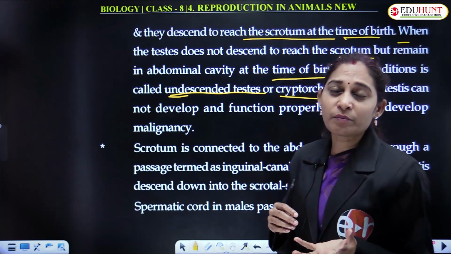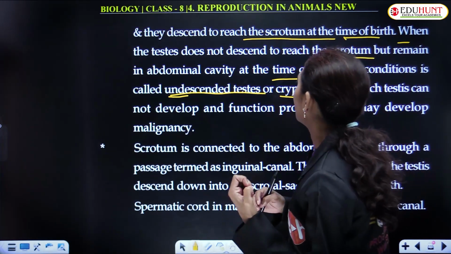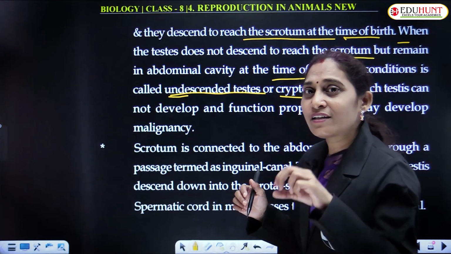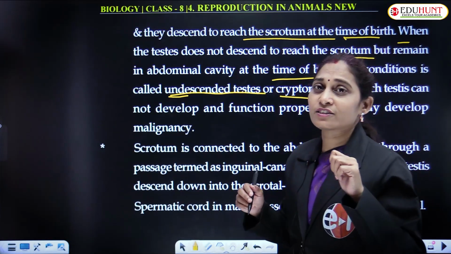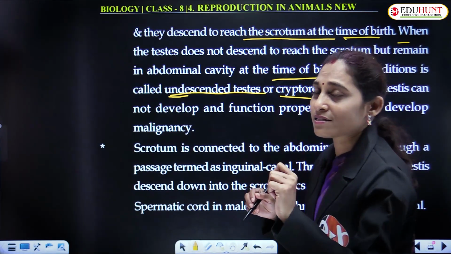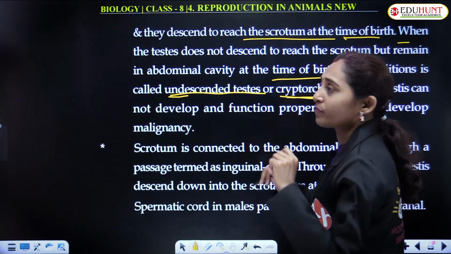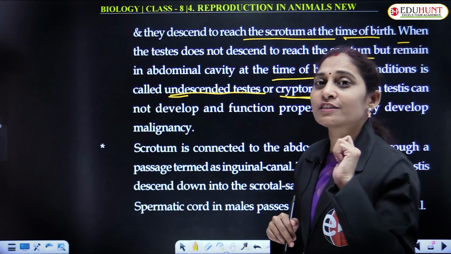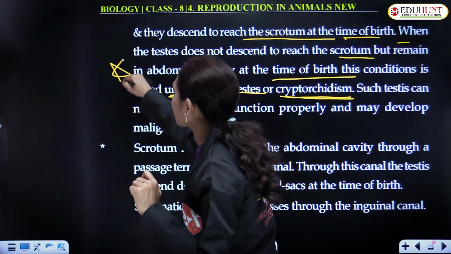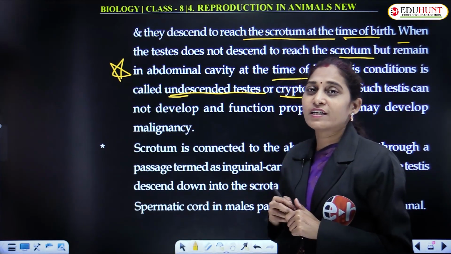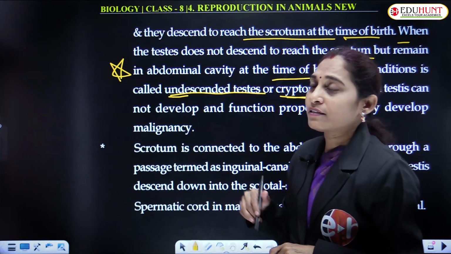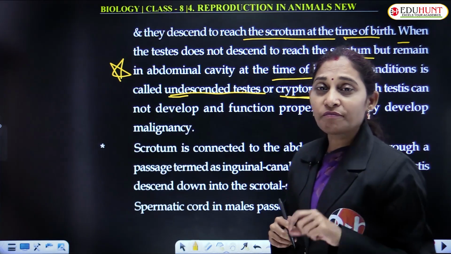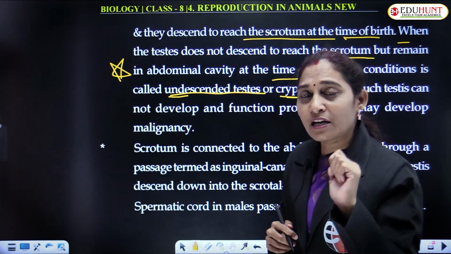Sometimes it is an abnormal thing. It will not come to the scrotal sac. They are retained in the abdominal cavity, and the condition is said to be undescended testis or cryptorchidism. Cryptorchidism is a condition where the testis remain in the abdomen. Please remember this point. Put a star over here. It is important.